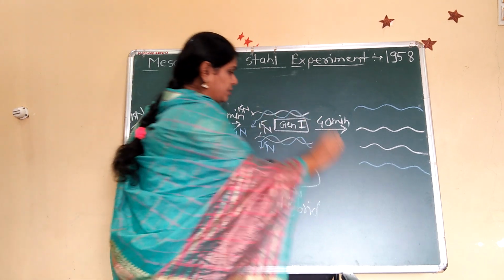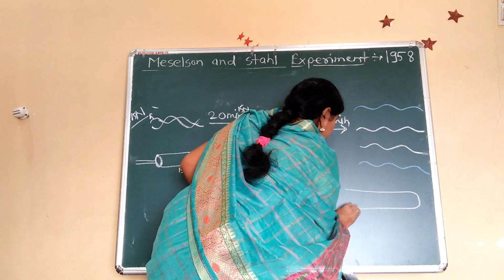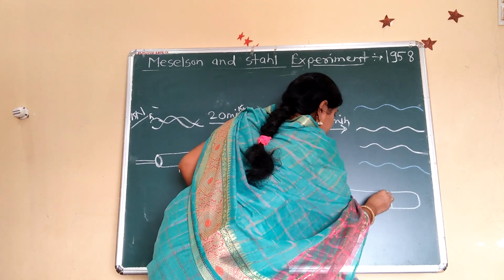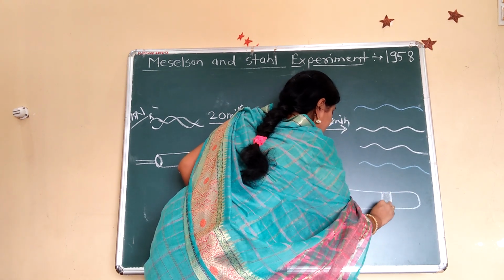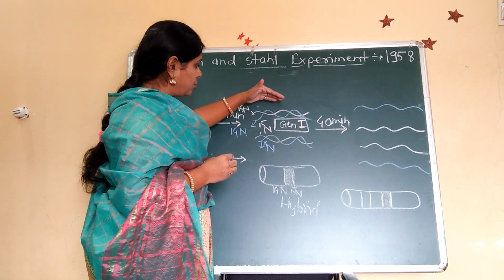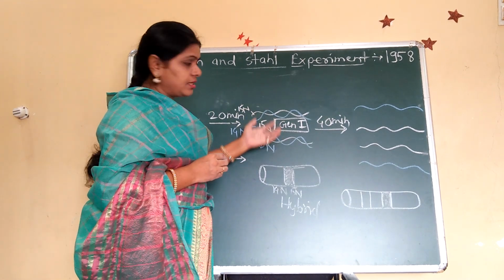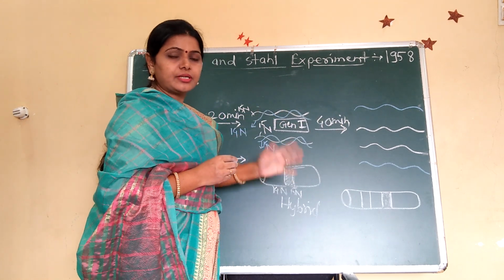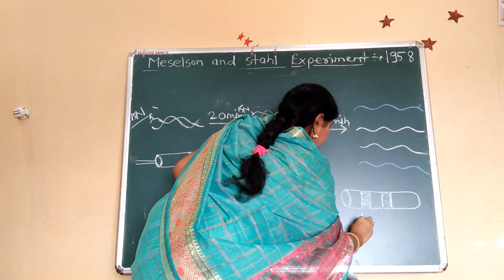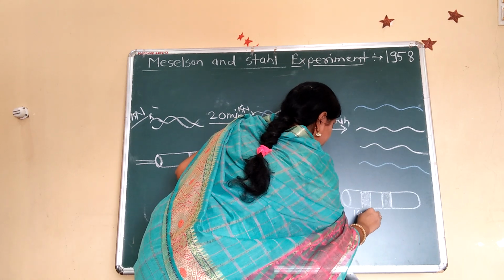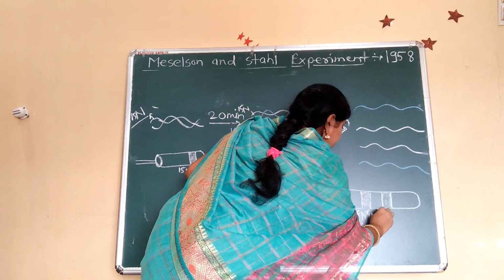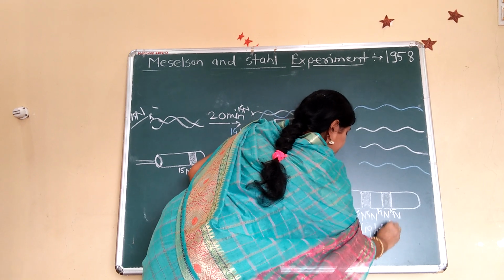After the second generation, two density gradient bands were observed. One is intermediate and one is light. This is because of the culture medium: the first generation is in N14, and the second generation is also cultured in that N14 medium. This band is N14, which is light, and this one is N14 and N15, that is hybrid.